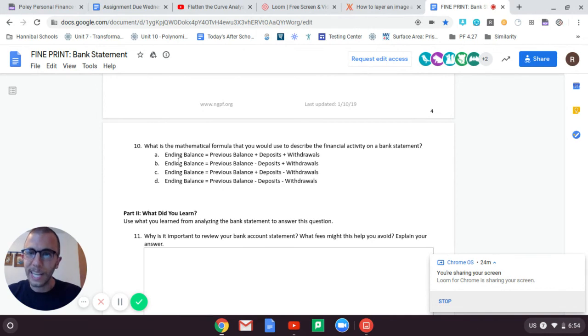So let's see. Is the ending balance equal to the previous balance plus deposits plus withdrawals? Maybe. Ending balance, is that equal to the previous balance minus deposits plus withdrawals? Is the ending balance equal to the previous balance plus deposits minus withdrawals? Maybe. Or is the ending balance equal to the previous balance minus deposits minus withdrawals?